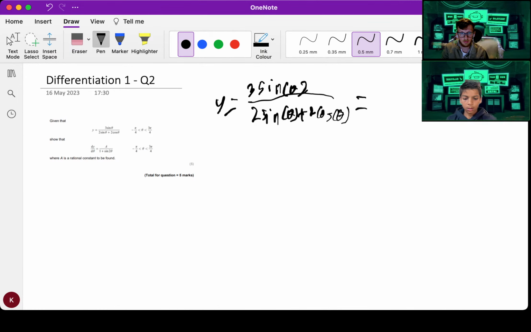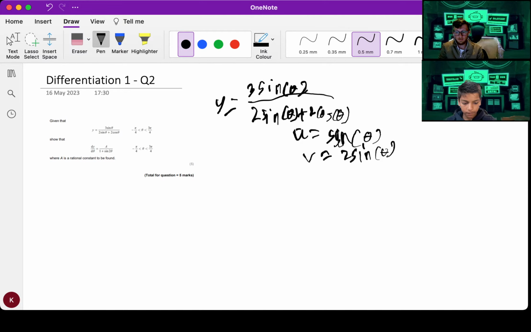So then, if we use the quotient rule, u is 3 sine of theta, v is 2 sine theta plus 2 cos theta. Good. And this is definitely one of those cases where you can do it with the product rule, but the quotient rule is definitely easier.